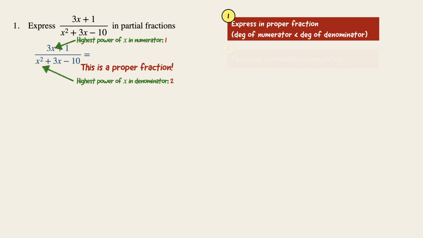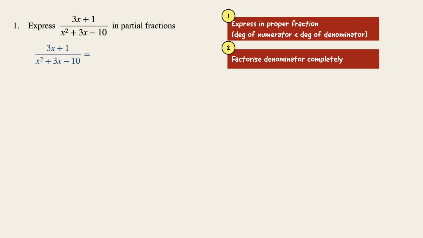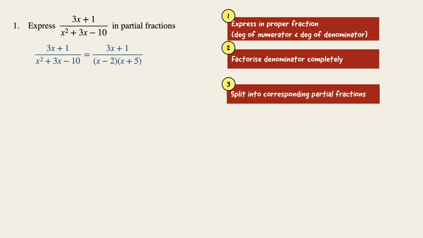Now once that is done, the next step is to factorize the quadratic expression completely. We will then have x minus 2 and x plus 5. Now in the third step, split the expression into its corresponding partial fractions. Each linear factor that you see here gives you a component of the partial fractions.